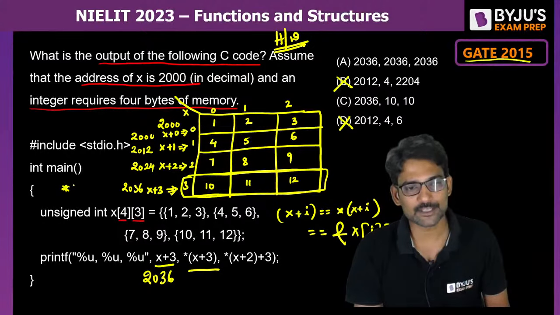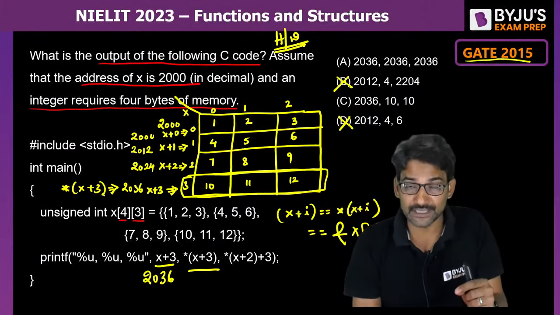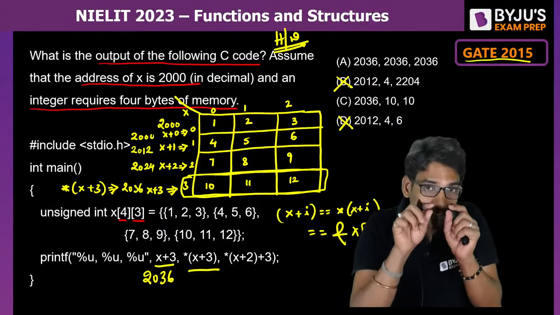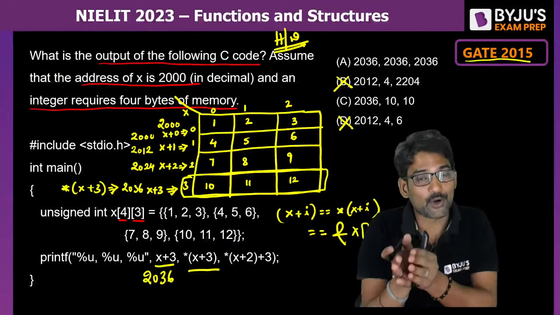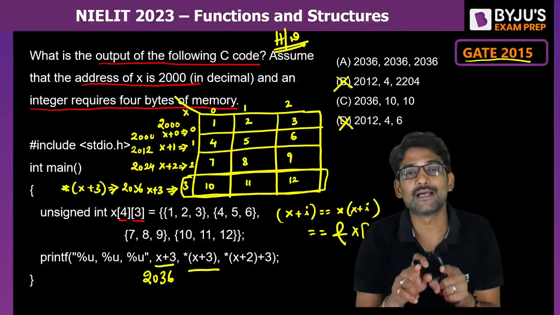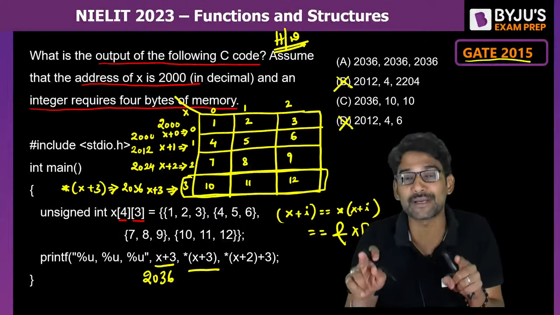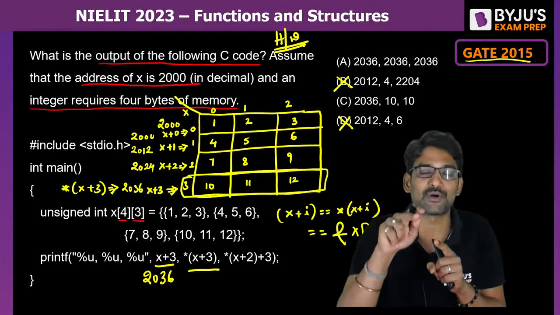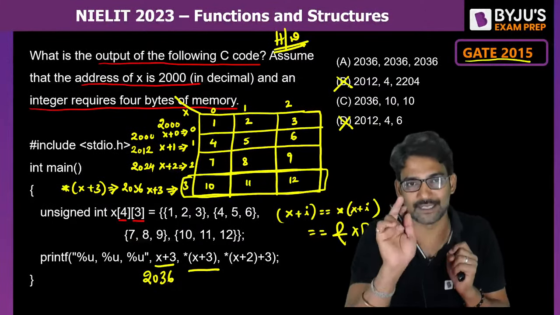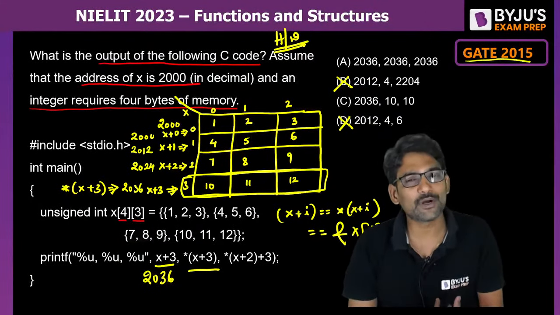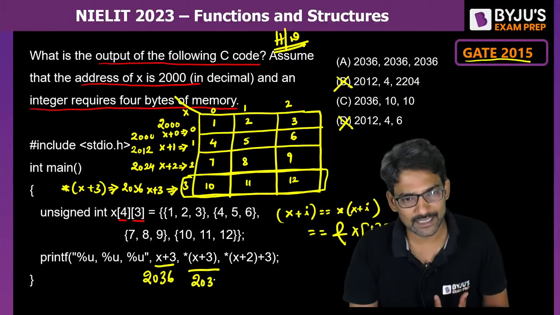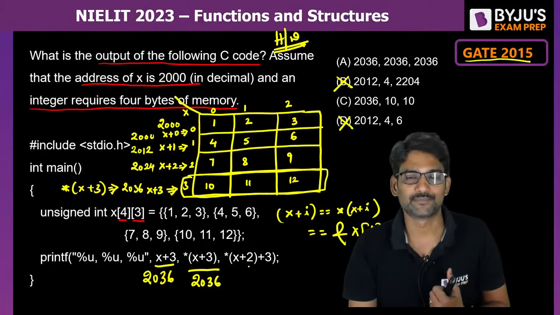Star of X plus 3 means now it is a pointer. You have to understand this is a pointer pointing to the whole array. Which array? A 1-dimensional array. Means star of X plus 3 is a pointer pointing to row 3. And what would be the pointer value? Address. So it also prints that base address only.